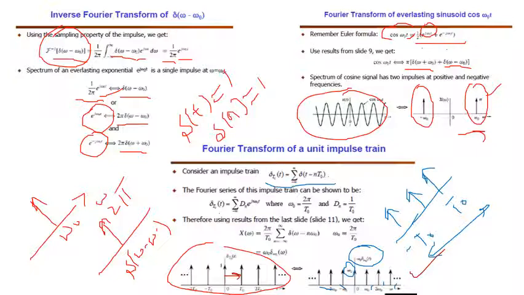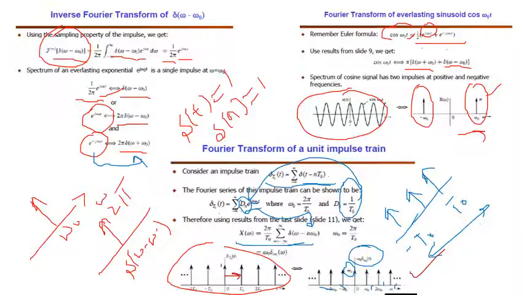So for delta of t minus n t naught, the shift is represented by e raised power j n omega naught t, with the Fourier series coefficient dn. If you find the Fourier series coefficient of this, it becomes 1 by t naught. I will explain and show you the complete derivation later, but at the moment just note that the Fourier series coefficient becomes 1 by t naught. Substituting 1 by t naught for d naught here and taking the Fourier transform, you will get 2 pi by t naught, the summation remains the same, and the exponential changes to delta of omega minus n omega naught.